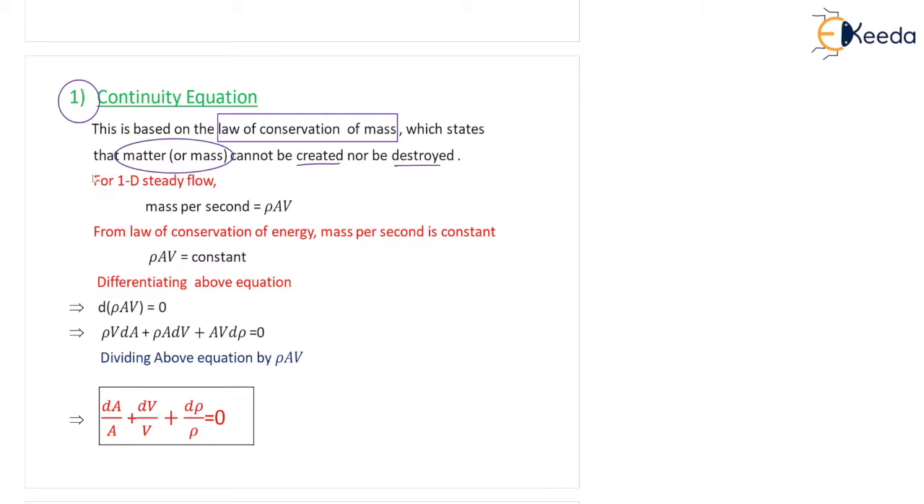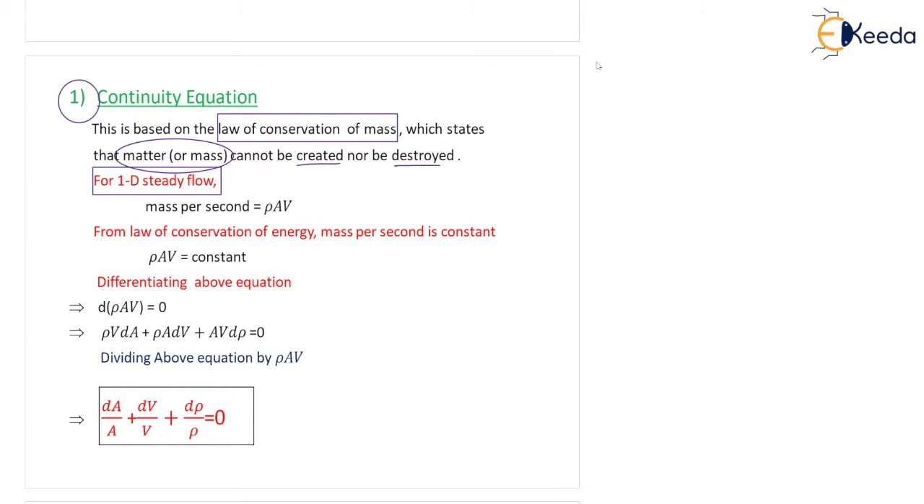For 1D steady flow, you know what is steady flow? The rate of change of properties with respect to time should not change. That is called steady flow. One dimension means we are taking only one direction. Mass per second, that is mass flow per second, is rho A V.